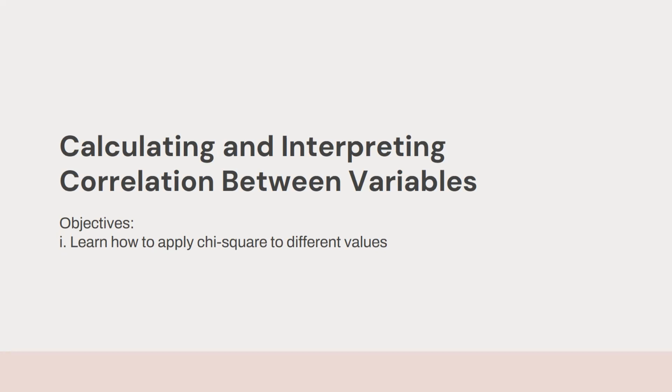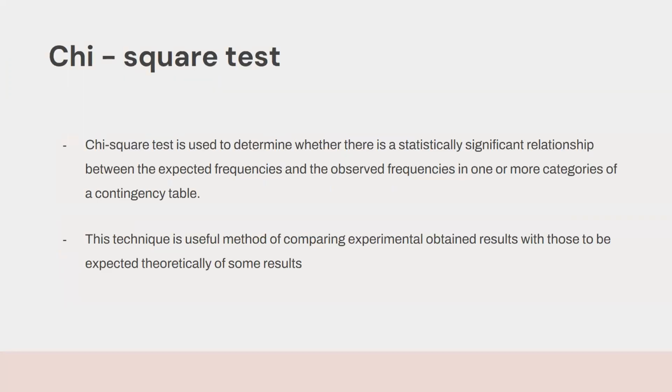Okay? So, sige, let's start our discussion for today under calculating and interpreting correlation between variables. The objectives for this one is to learn to apply chi-square to different values. Okay. So chi-square test is used to determine whether there is a statistical significant relationship between the expected frequencies and the observed frequencies in one or more categories of a contingency table. So this technique is a useful method of comparing experimental obtained results with those to be expected theoretically of some results.